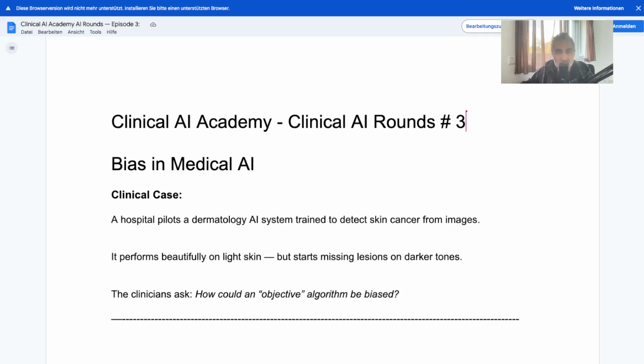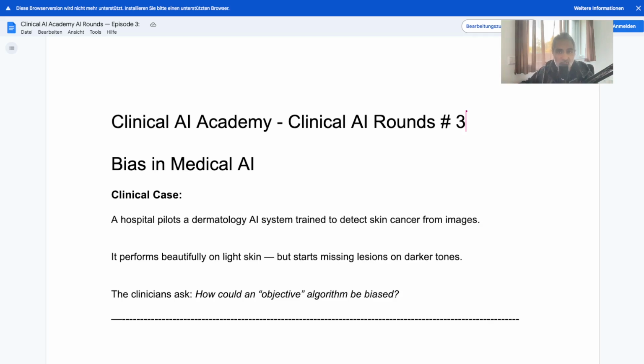And today we're discussing bias in medical AI. It's a very common topic, widely discussed, and today we're going to take it as a clinical case. So let's say a hospital pilots a dermatology AI system trained to detect skin cancer from images. It performs amazingly on people with light skin, but then starts missing lesions on darker tones. The clinicians ask, how could an objective algorithm be biased?